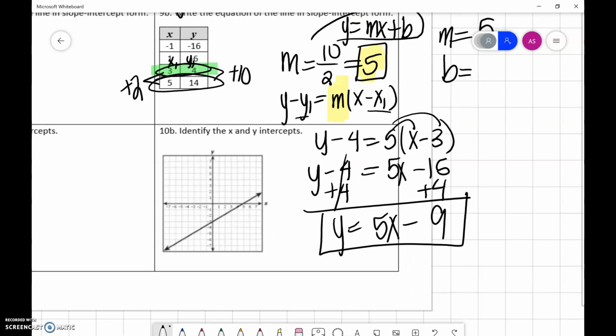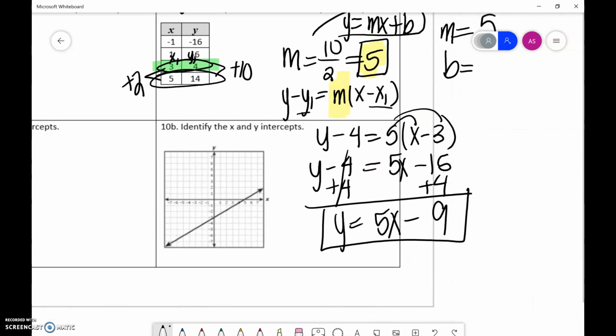All right, so next one is x and y intercepts. So, of course, x and y intercepts is where it crosses the x and y axis. So for my x-intercept, we're going to look at the x-axis. We see that that's crossing at 4, 0. So this is my x-intercept.